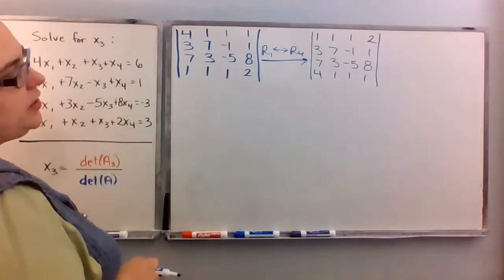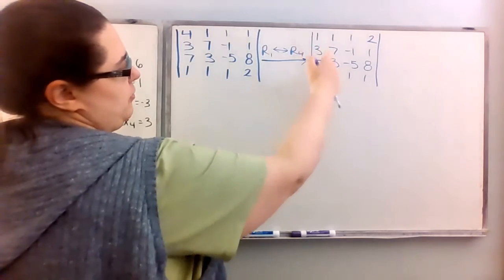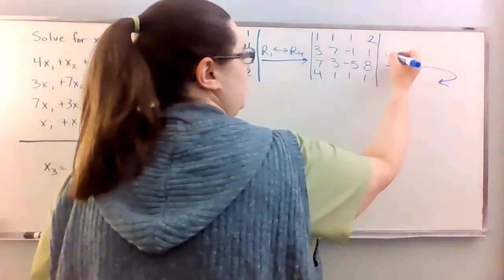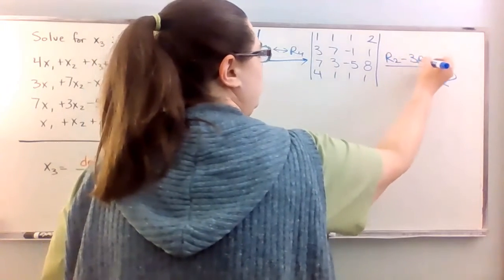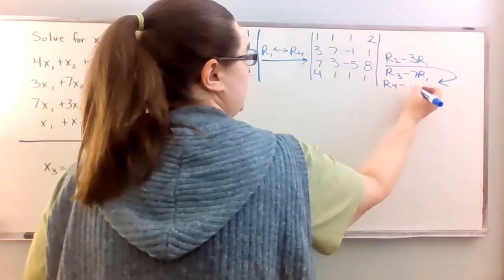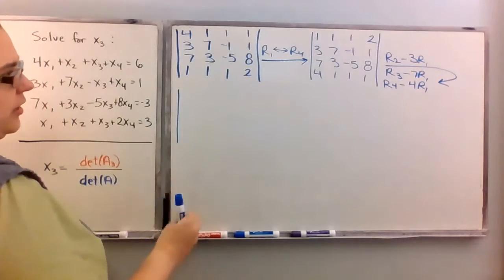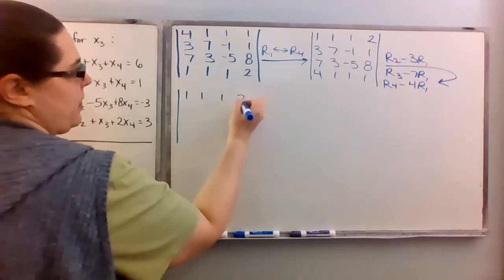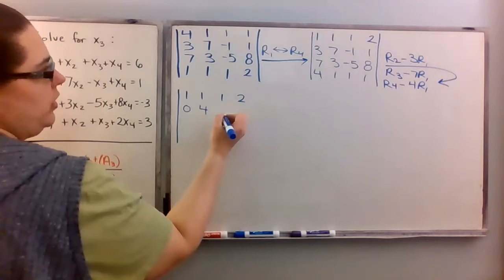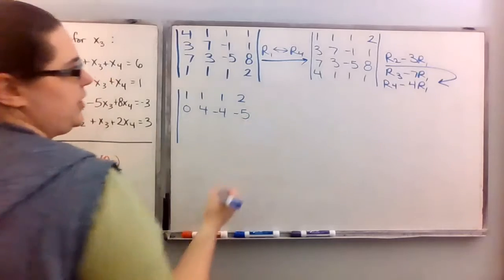Now to get zeros where I would like them, I'm going to subtract an appropriate multiple of row 1 from each of the other 3 rows. I'm going to do row 2 minus 3 row 1, row 3 minus 7 row 1, and row 4 minus 4 row 1. Row 1 is going to remain the same: 1, 1, 1, 2. 3 minus 3 is 0. 7 minus 3 is 4. Negative 1 minus 3 is negative 4. And 1 minus 6 is negative 5.